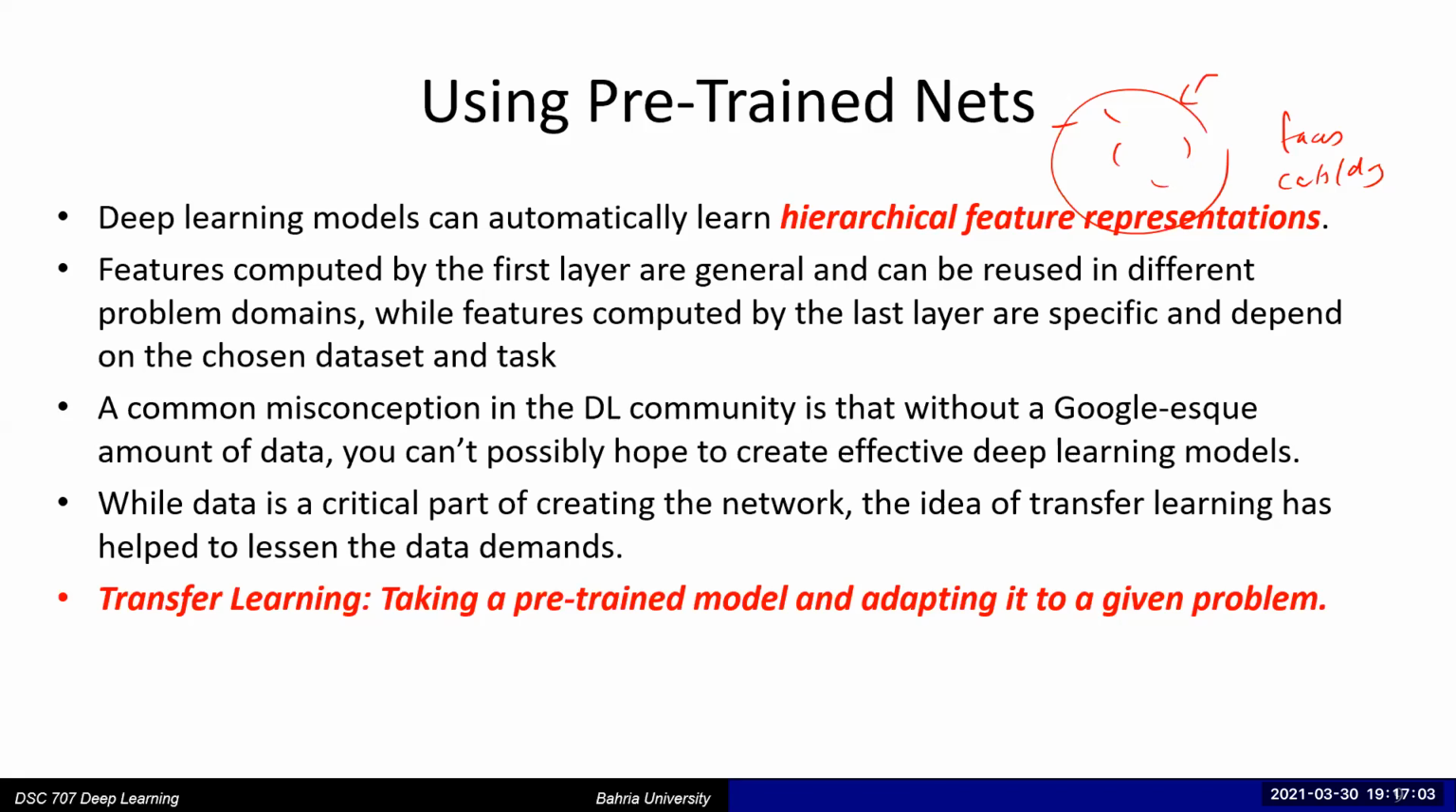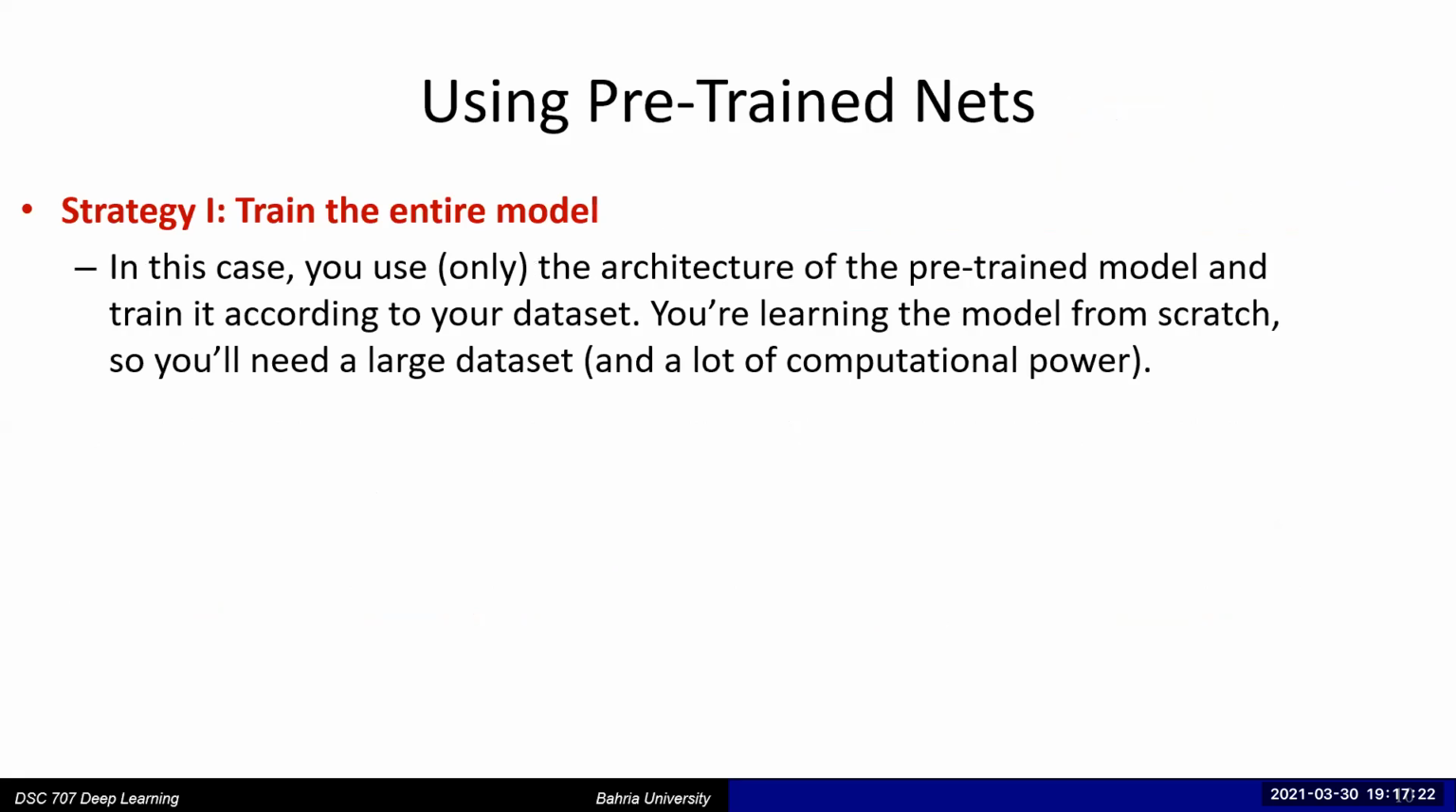So this is the key idea, that we take a pre-trained model and we adapt it to our own problem. And why can we do that? I have just given you the reason: since features are learned in a hierarchical fashion, it is expected that at least the initial layers will have features which you can reuse, right? Okay, now there are three different methods in which you can use a pre-trained network.